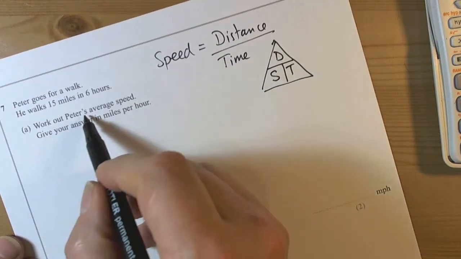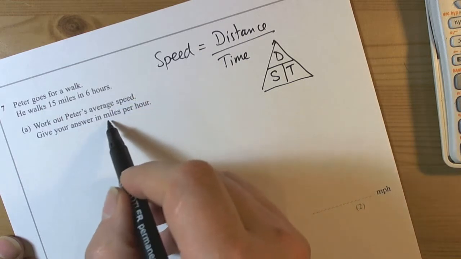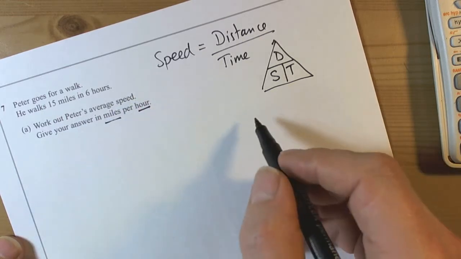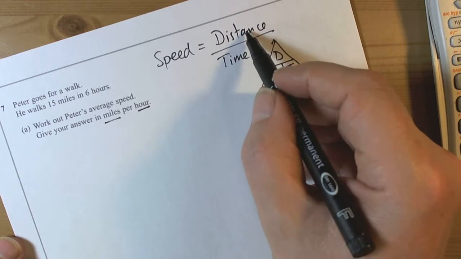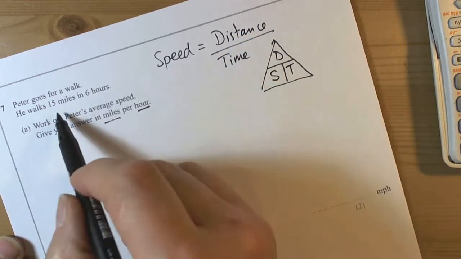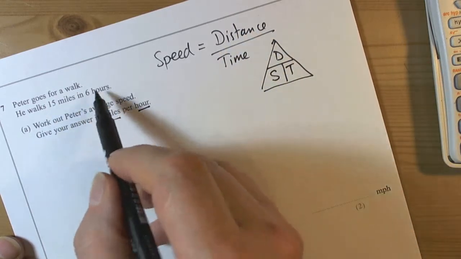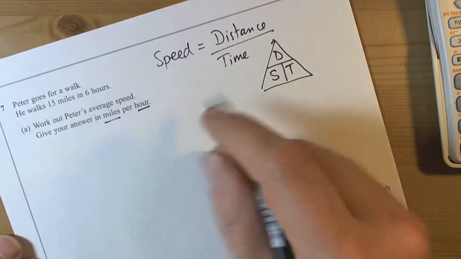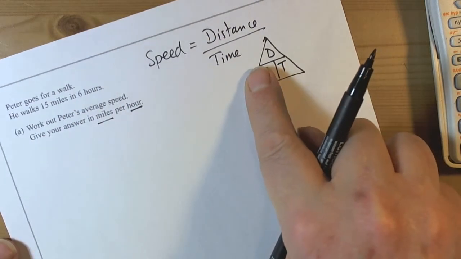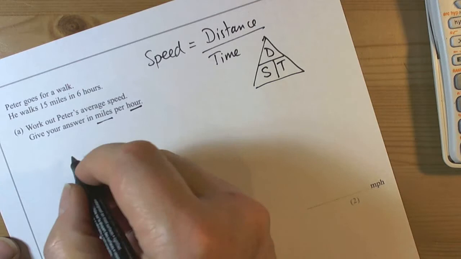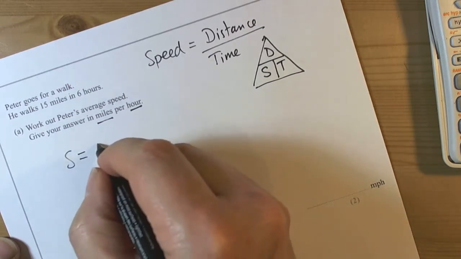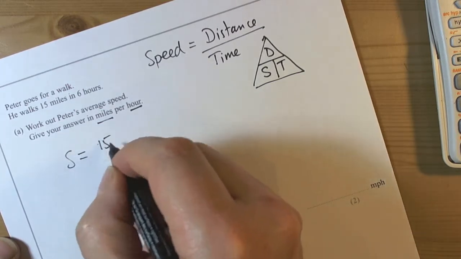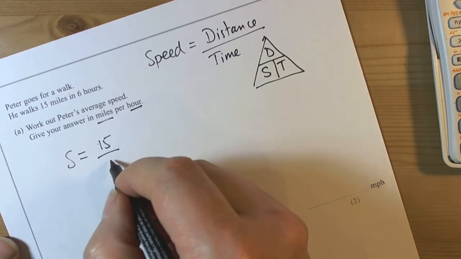So the question is asking us to work out the average speed, and we've got to give our answers in miles per hour. So that means the distance must be in miles and the time must be in hours. This particular question has given it already in miles and hours, so fairly straightforward. So cover up speed, then it's telling us to do the distance divided by the time. So speed is the distance, which was 15 miles, divided by the hours.